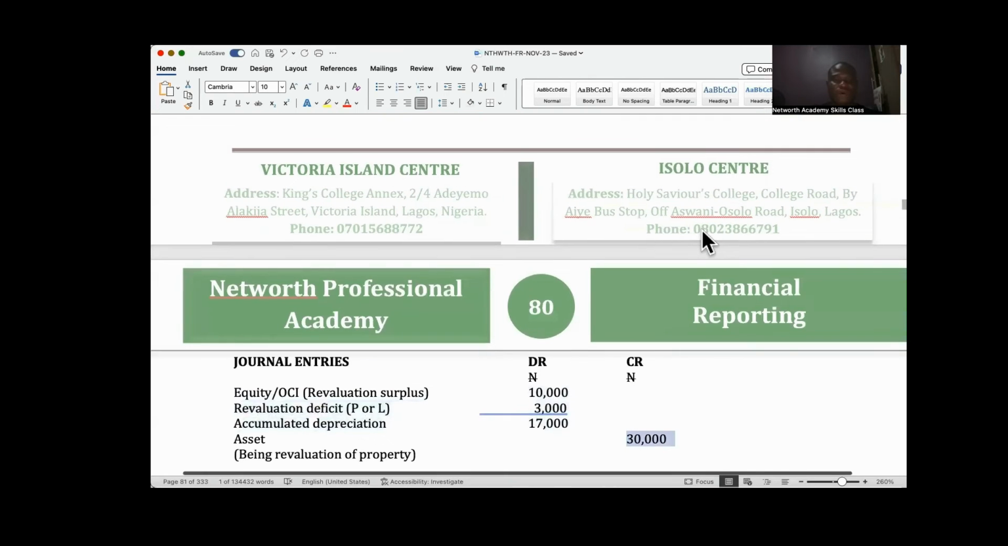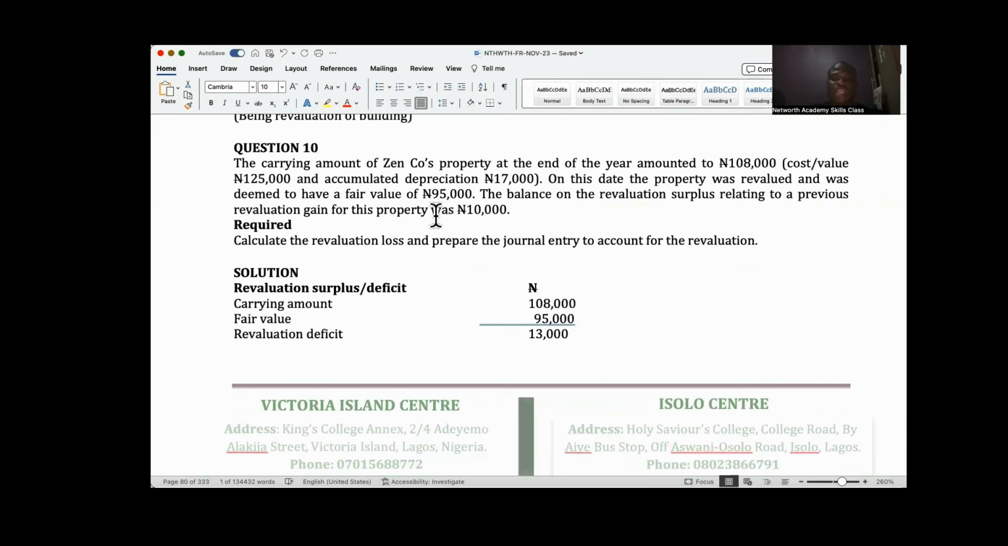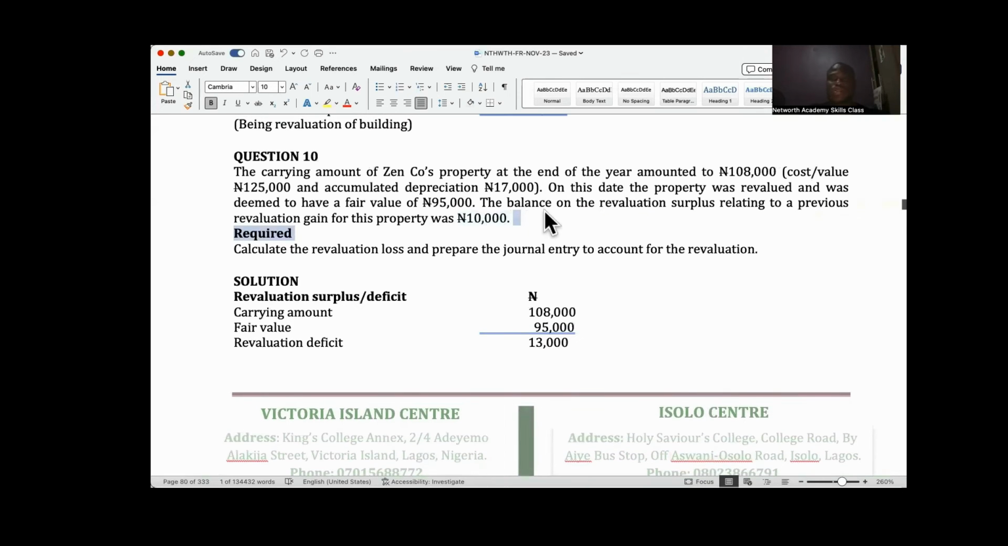And that is it for question 2. So this question only teaches you that whenever there is an earlier surplus, you need to go and net that off before you go and recognize any excess deficit to P&L.